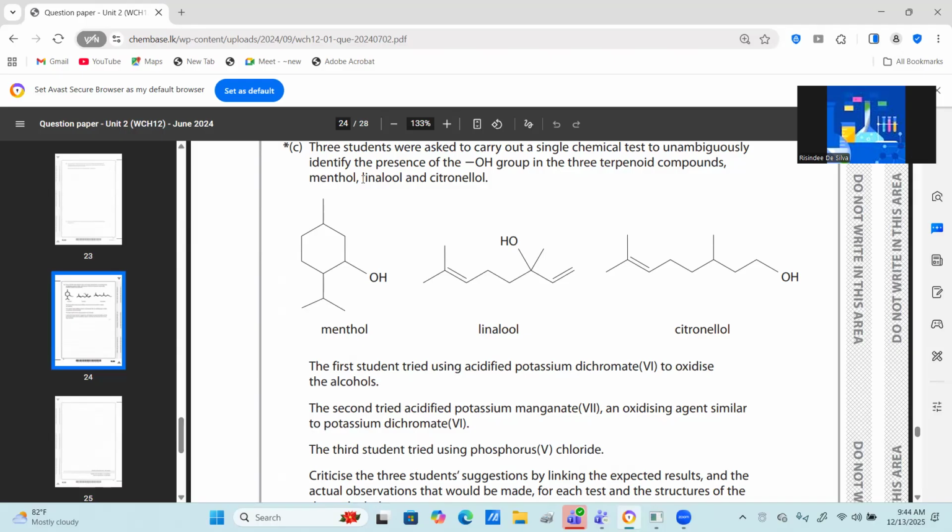Then you had mentioned PCl5 will produce misty fumes with all. Then the presence of the OH group can be identified as primary, secondary, and tertiary with the 3 alcohols. So for writing that, you get all 6 marks just to compare and write the observation with the reason.